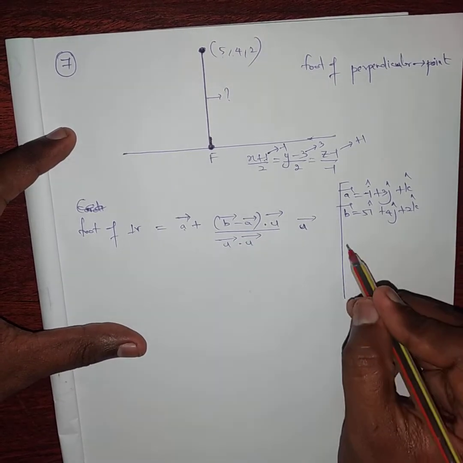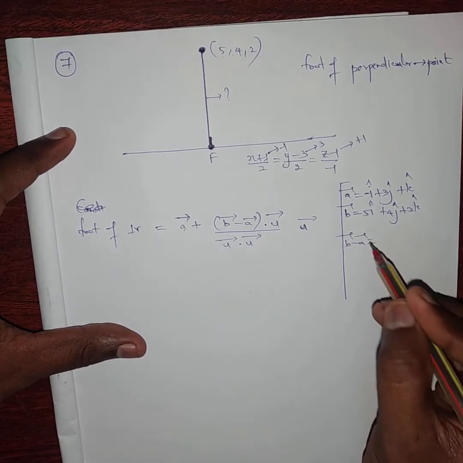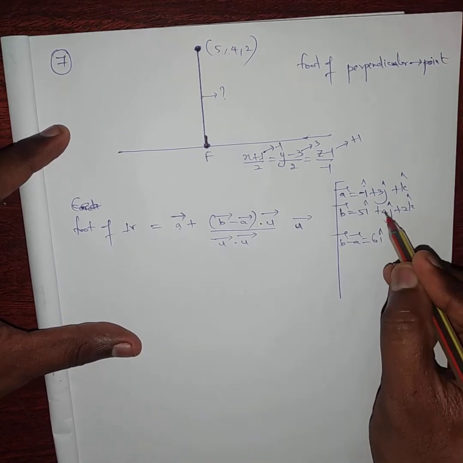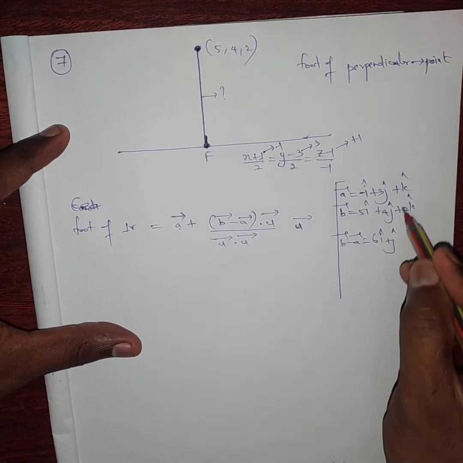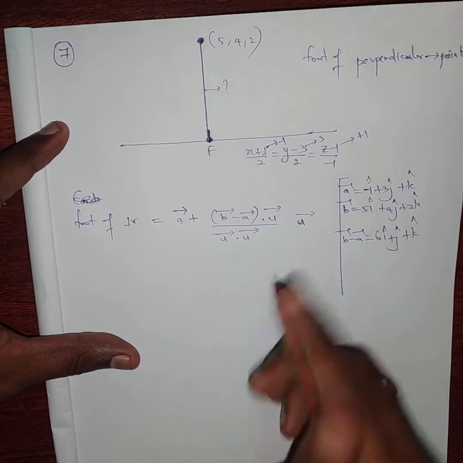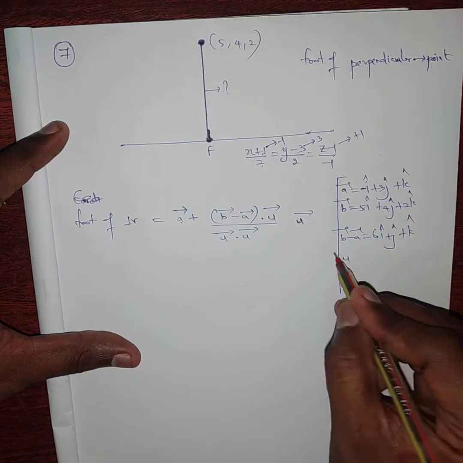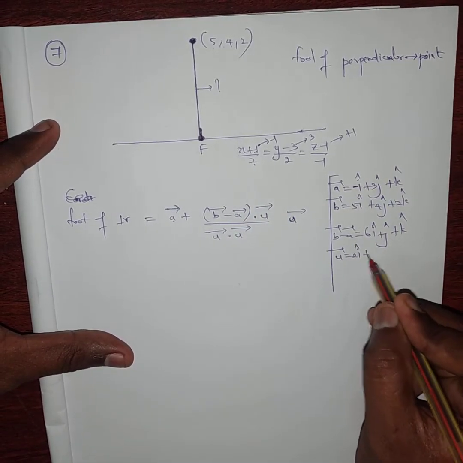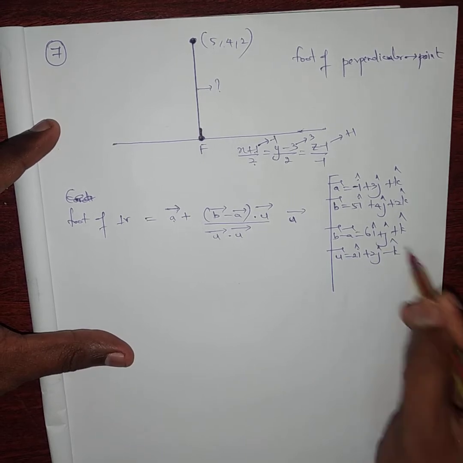So I need to make b minus a. B vector minus a vector: 5, this minus will become plus, nothing but 6 i cap. 4 minus 3 is nothing but j cap. 2 minus 1 is nothing but k cap. This is b vector minus a vector. Next, what is u vector? U vector is equal to 2 i cap plus 2 j cap minus k cap.